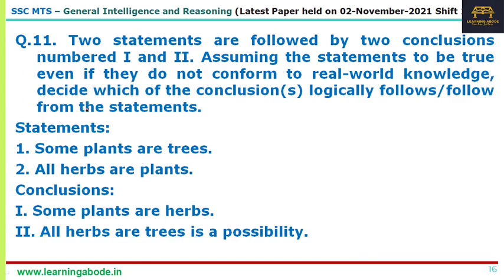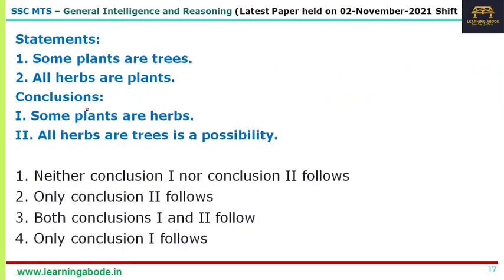Now question number 11, a syllogism based question. Usually you get one syllogism question, but in this paper there were 2 questions. So here there are 2 statements and 2 conclusions. Assuming the statements to be true even if they do not conform to real world knowledge, decide which of the conclusions logically follows.